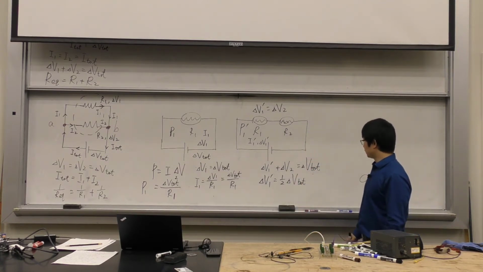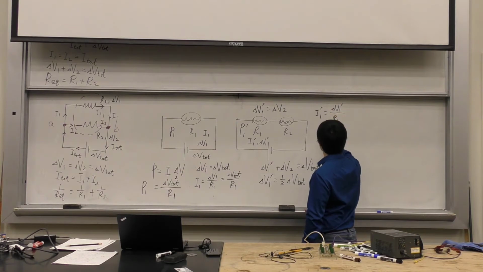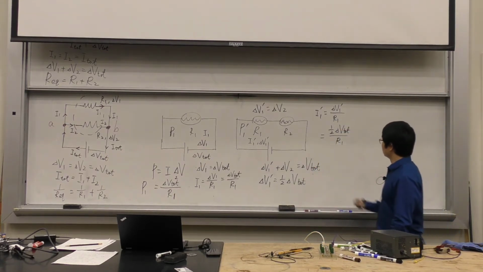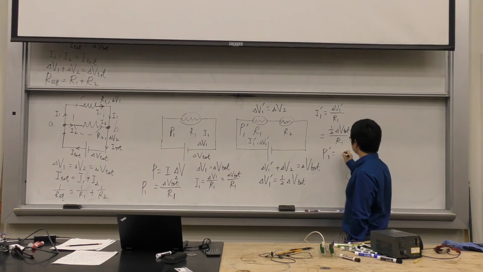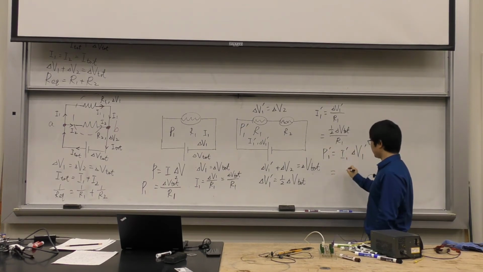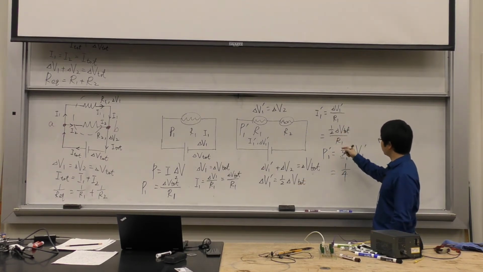Okay? So, and then what about I1 prime? I1 prime, it's going to be V1 prime over R1. So it's going to be 1/2 V total divided by R1. Now multiply them together. What is P1 prime? It's going to be I1 prime times V1 prime. Okay, you multiply them together, you get 1/4, because this is 1/2 V times 1/2 V over R.